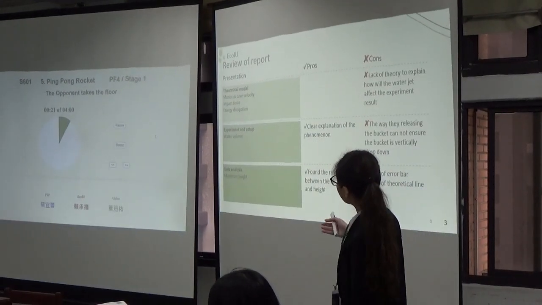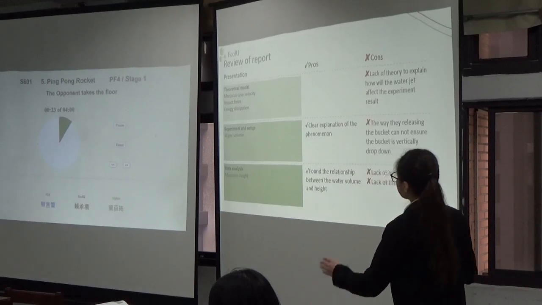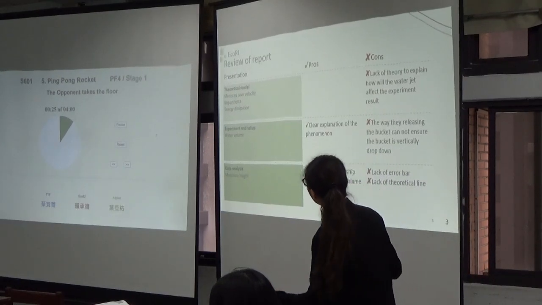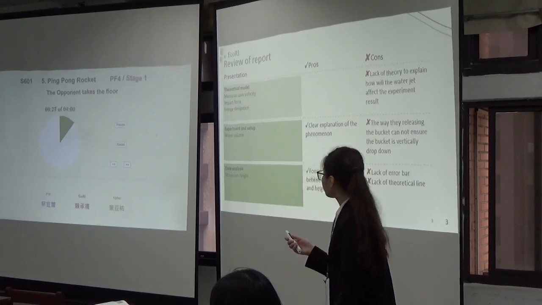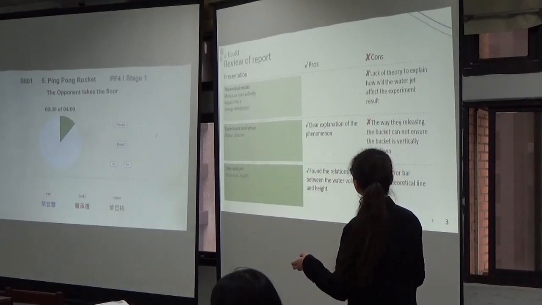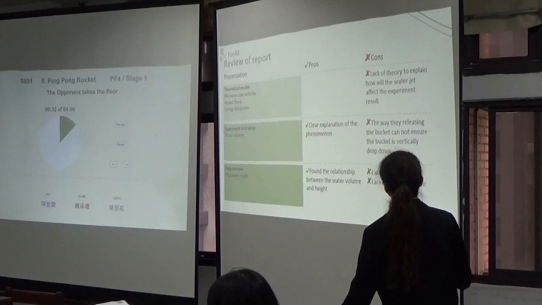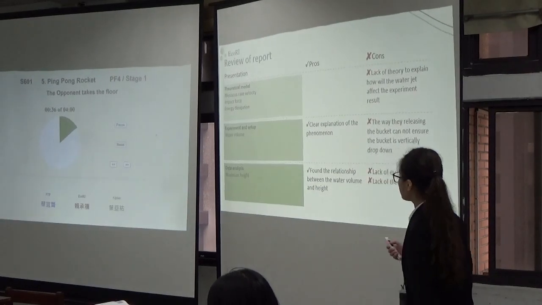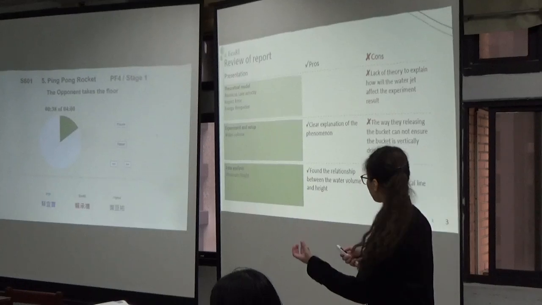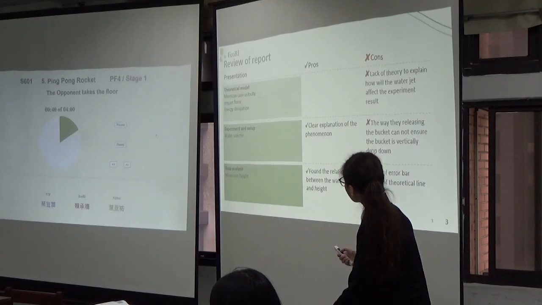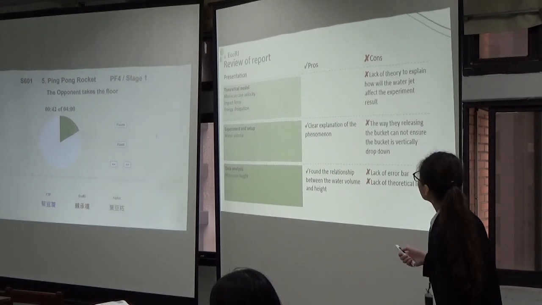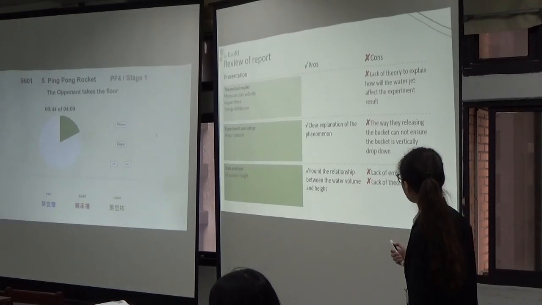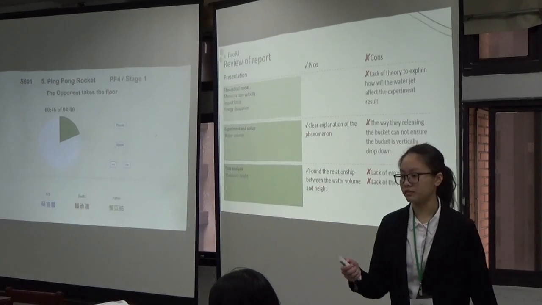And an overview of the report. In their theoretical model, they have minus k velocity, impact force, and energy dissipation. And we think that it lacks theory to explain how the water jet affects the experiment result. And about the experiment setup, they change the water volume. And we think that they have a clear explanation of this phenomenon, but the way they release the bucket cannot ensure the bucket is dropped vertically.